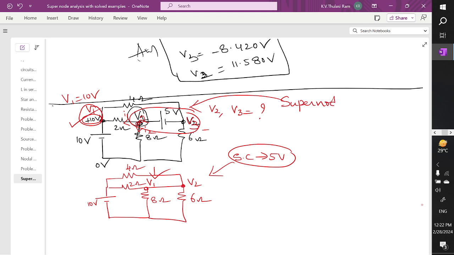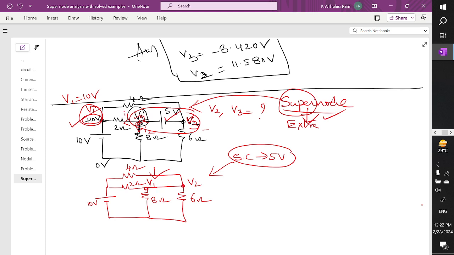Super node. Why super node? You already know this is one voltage, this is another voltage. Between two voltages, one voltage is extra. That's why these nodes are called super node analysis. Between two nodes, we have one extra node. Therefore, this analysis is called super node analysis.